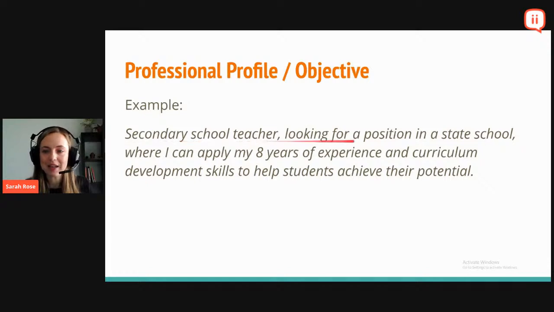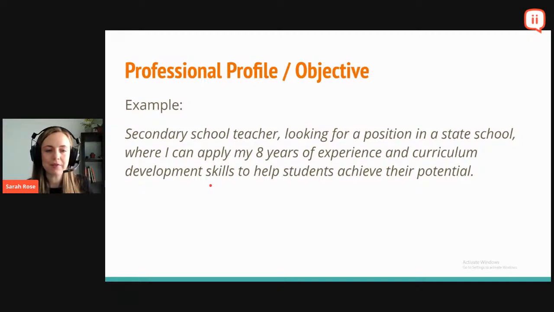This section of the objective is a style we can use to add more detail about our skills and our experience. And this is a nice structure for you to use in your personal objective, your professional objective. So you say, first of all, your job title and what you are looking for, and then you summarize some of your experience in the second half of the objective, where I can apply my 8 years of experience and curriculum development skills to help students achieve their potential.